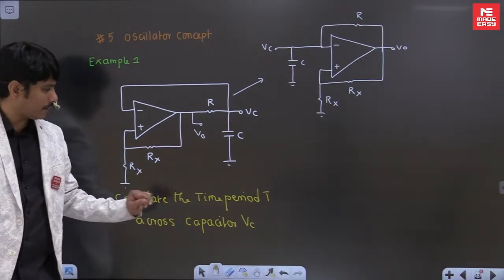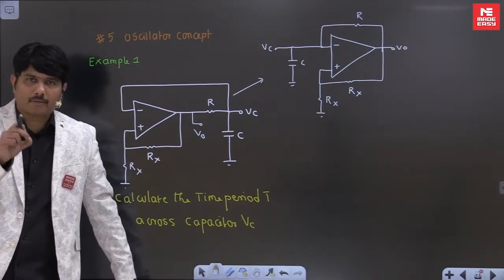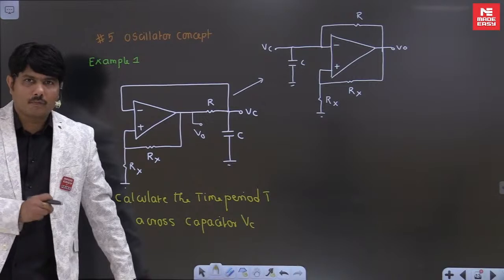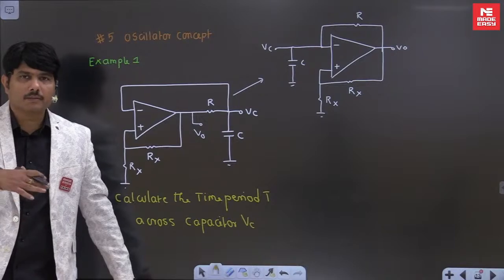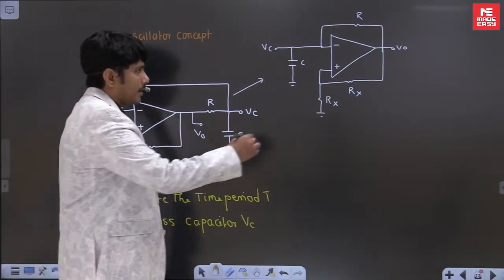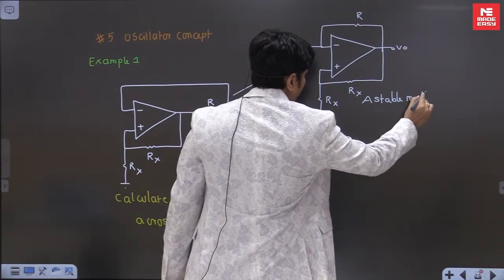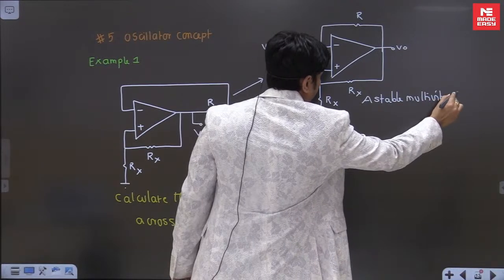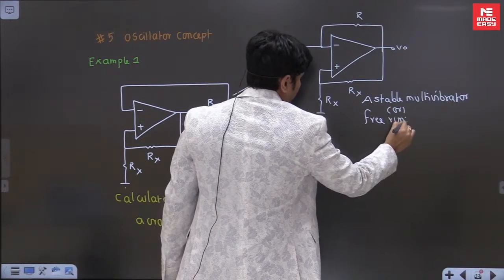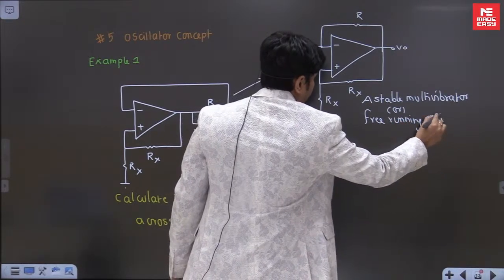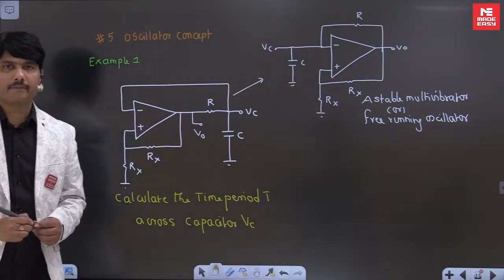He's asking just the time period across the capacitor. First, you have to confirm the time period across the capacitor will be the same as the output voltage across the op-amp. You know the style of getting the oscillations. This is astable, a very well-known circuit. Astable multivibrator. Everybody knows that it can also be called a free running oscillator. Astable multivibrator, another name is a free running oscillator.